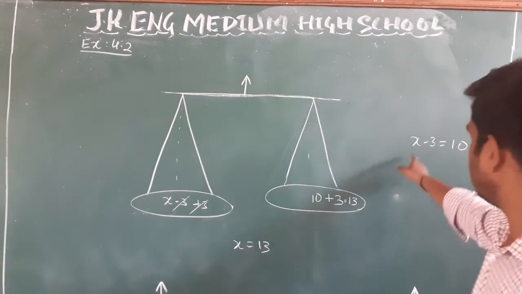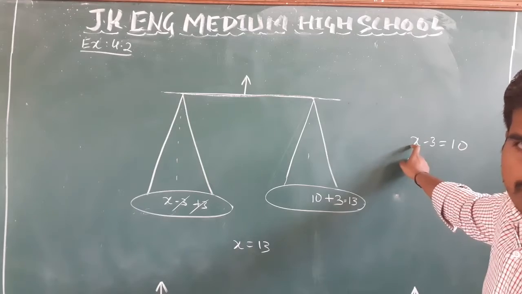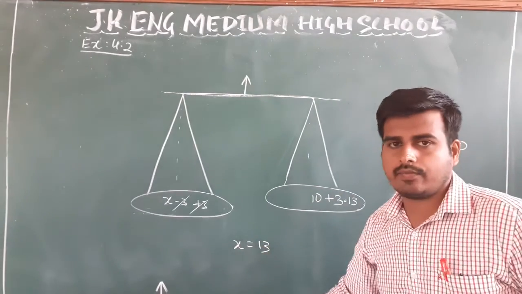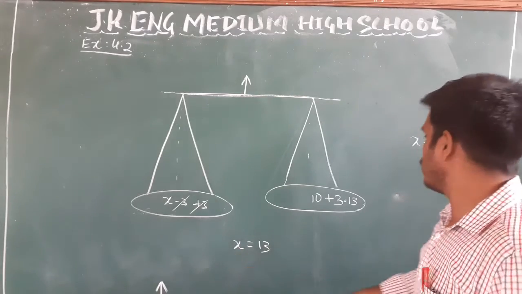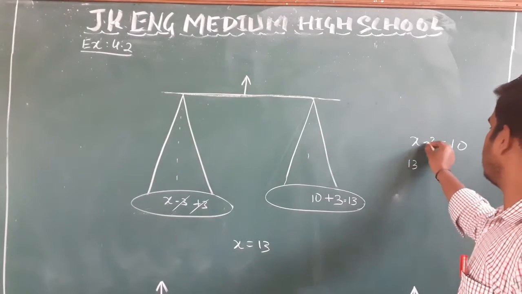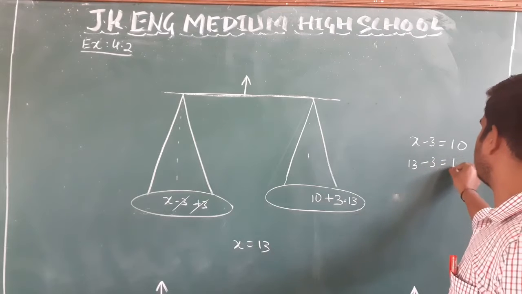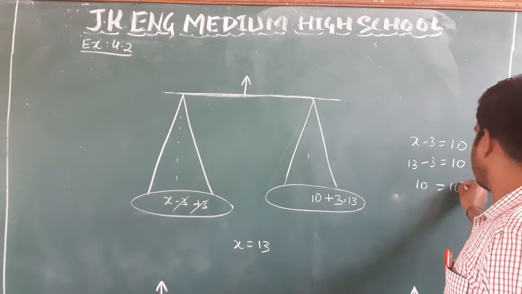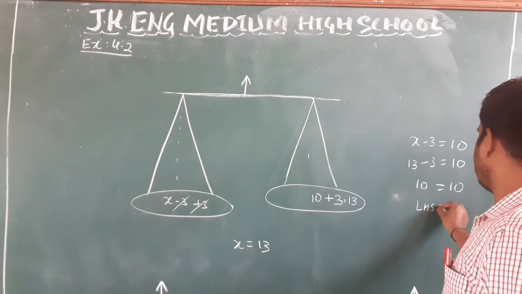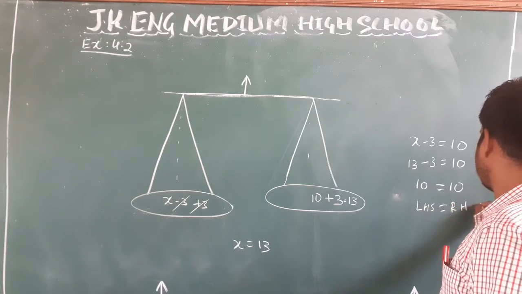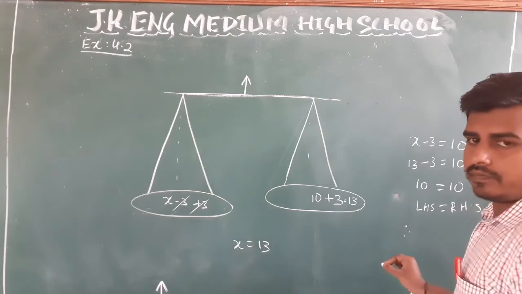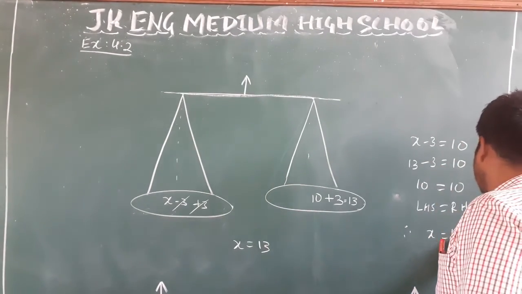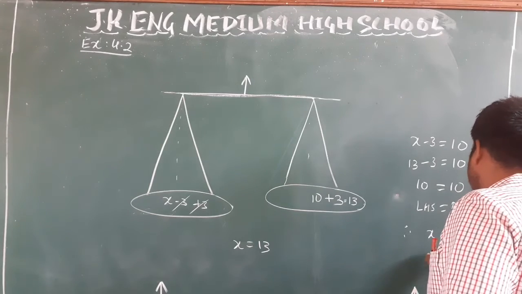Put x equal to 13. If you put x equal to 13 and you get LHS equal to RHS, then whatever solution you got is correct. Otherwise, it is wrong. Put x equal to 13. 13 minus 3 is 10, and 10 is equal to 10. LHS is equal to RHS. Therefore, x equal to 13 is the solution.